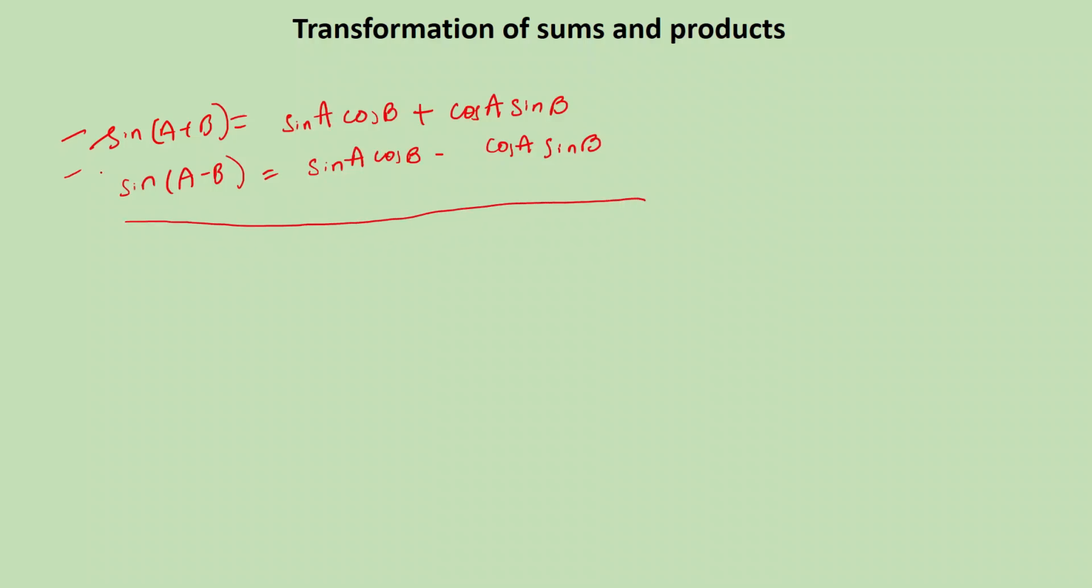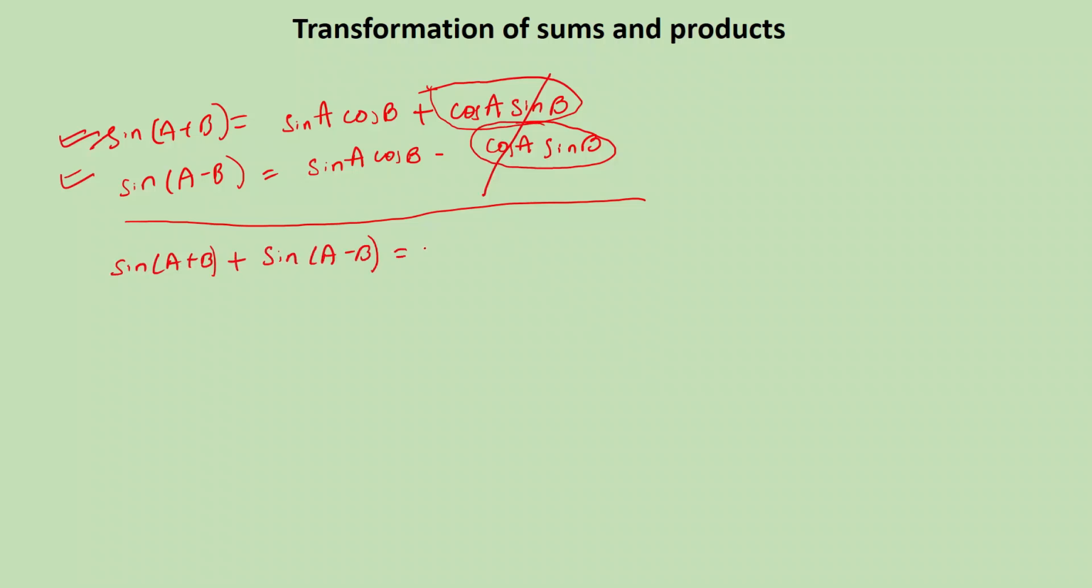If I add these two, the terms cos a sine b and minus cos a sine b are going to get cancelled out. So what we'll have on the left hand side is just this plus this, because we are adding. So sine a plus b plus sine a minus b is 2 sine a cos b. So this is the third formula that you will have to remember.